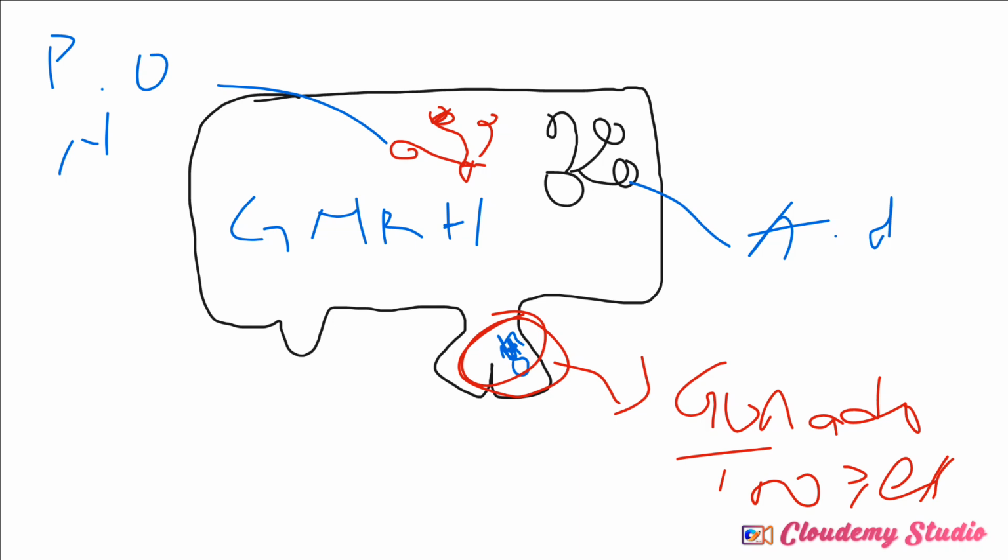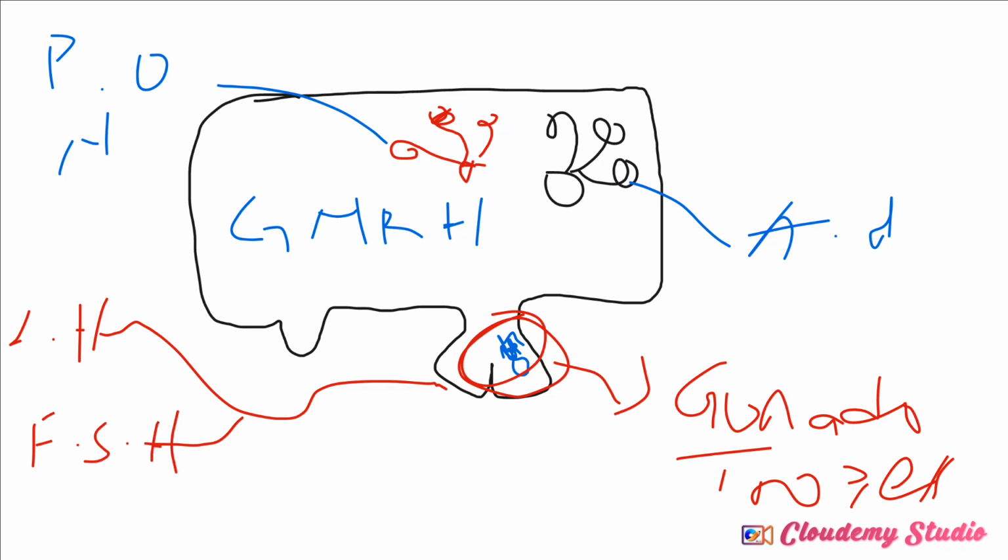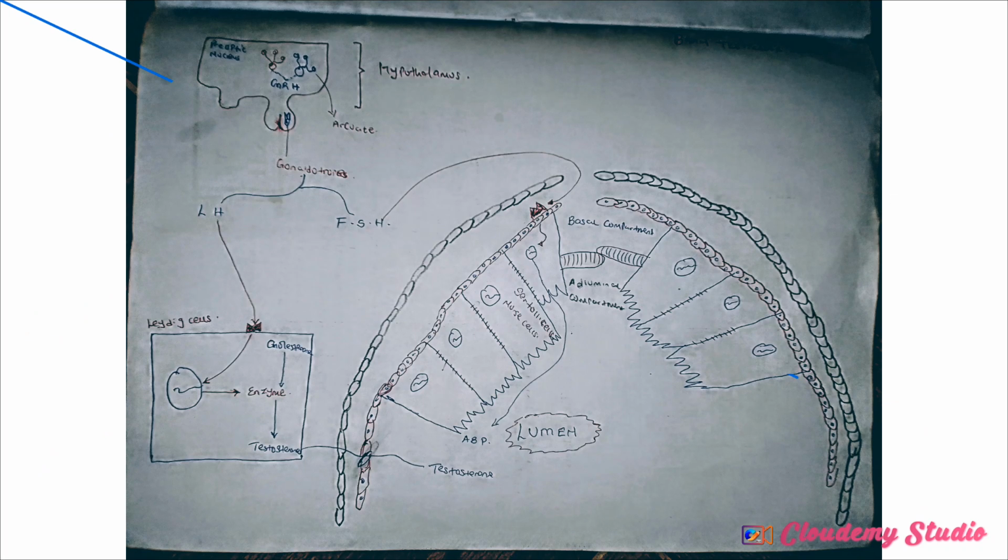Now, these gonadotropes stimulate the production of two basic hormones: luteinizing hormone, represented by LH, and follicle stimulating hormone, FSH. These are the two hormones that the gonadotropes trigger. And that is what I indicated in the slide that I showed you the other time.